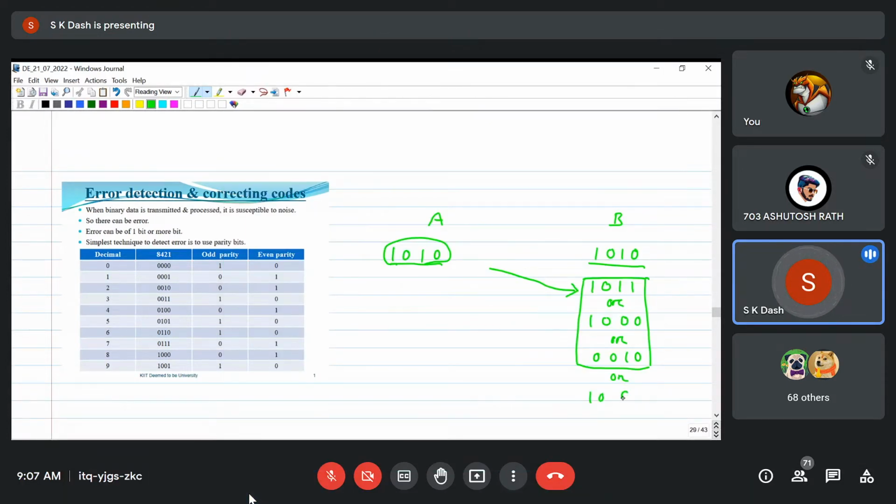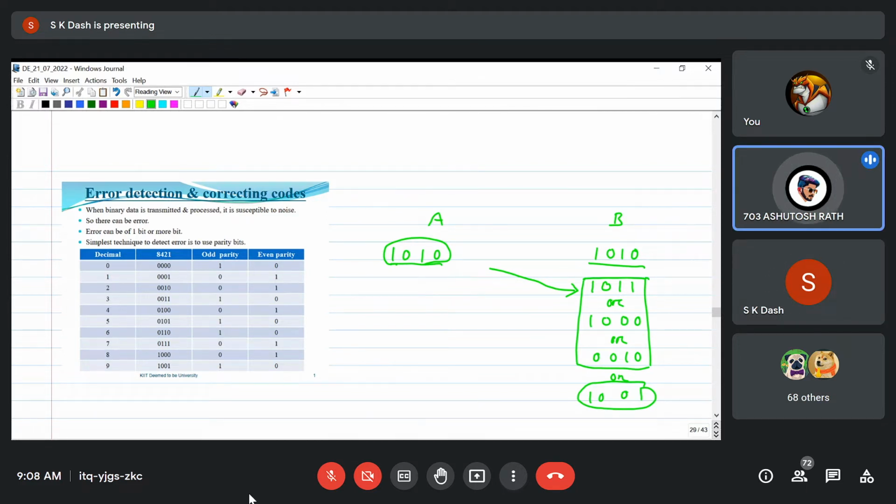So now take these three examples and let me write another example. Suppose 1001. Can you identify the difference between these two? Both are incorrect. Apart from that, any other difference? Anyone? So 2 bits are incorrect. In the first three, how many bits are incorrect? One bit is incorrect. Here, 2 bits are incorrect.